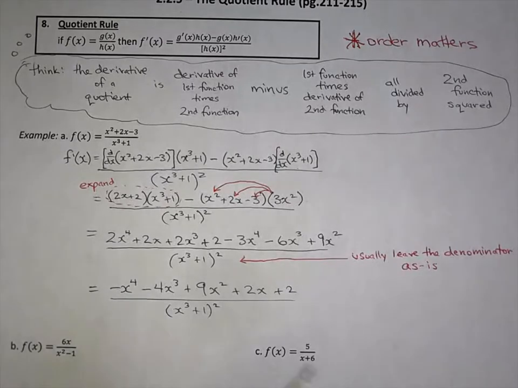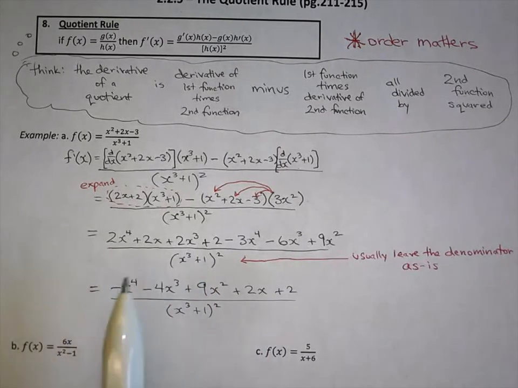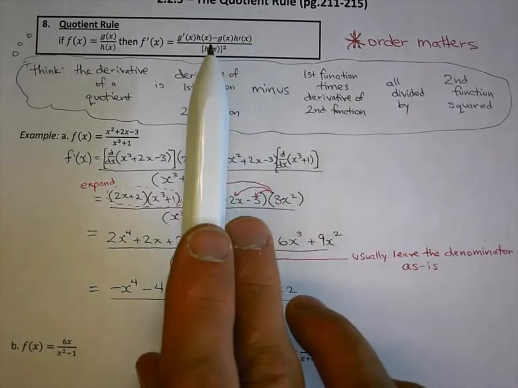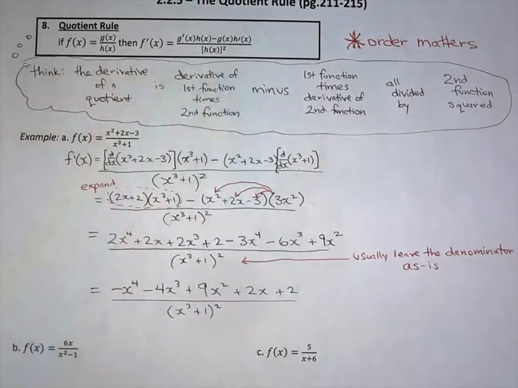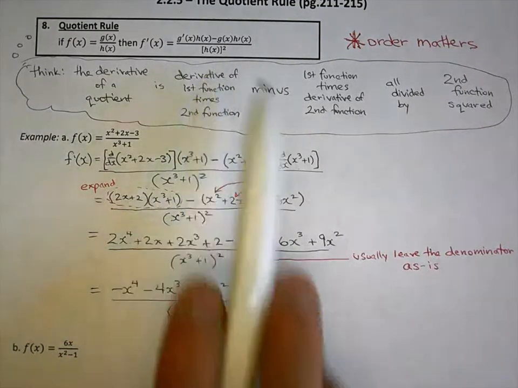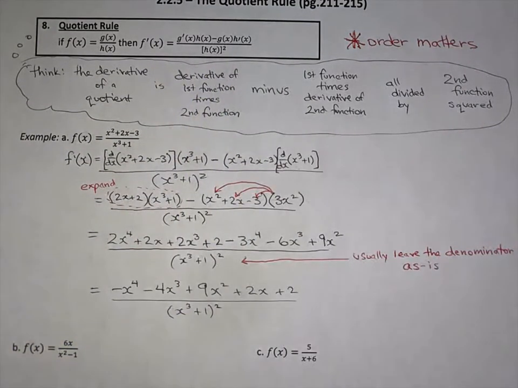So that's the quotient rule. It's a little bit more work than the product rule, but it has kind of the same skeleton, right? It has the same kind of form. It's just got this extra thing in the denominator. One common mistake is to forget the denominator, so don't forget to do that.